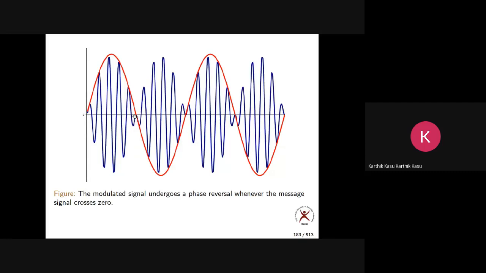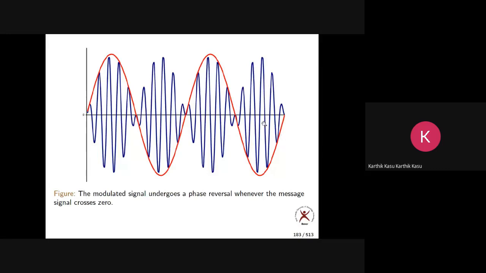So just after this point, what is happening? There is a phase shift of 180, or phase reversal. Phase reversal means plus becomes minus, minus becomes plus. So after this point, whatever is here becomes negative. And after this point, again there is a phase reversal. And just after this point, again there is a phase reversal. You can see very clearly.